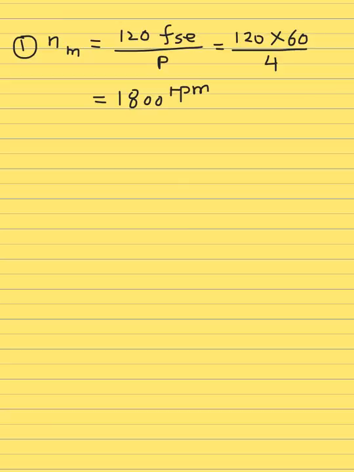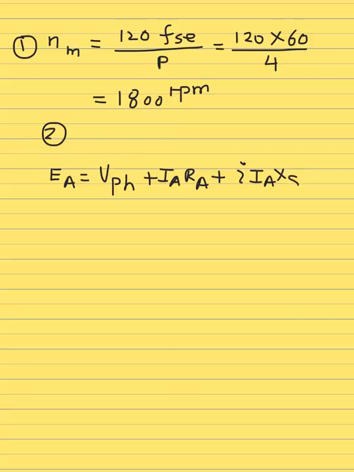So it looks like we need to use the equation which relates EA and V phase for a lagging power factor load. So for the lagging power factor load, this is part 2, the equation is EA equals V phase plus IA RA plus any drop across the synchronous reactance. And what kind of connection is this? Is this a delta connection or a Y connection? We have to look for that as well. So this is a delta connected system.